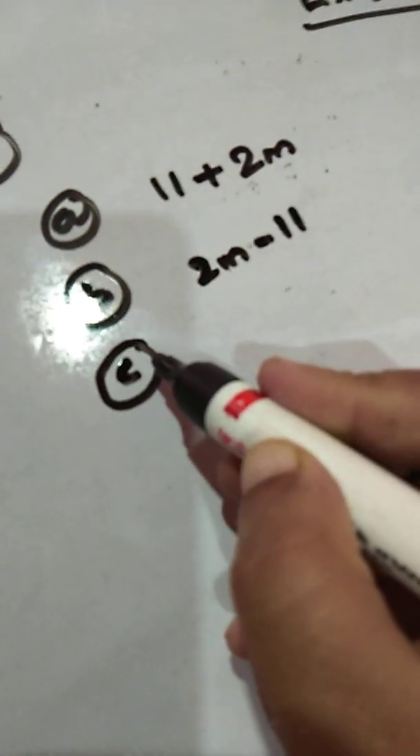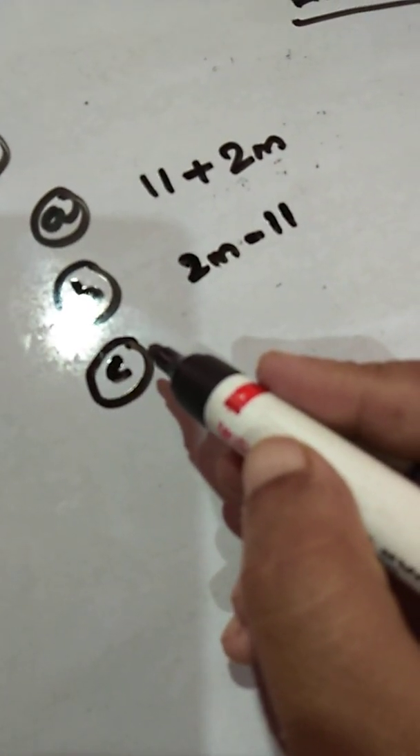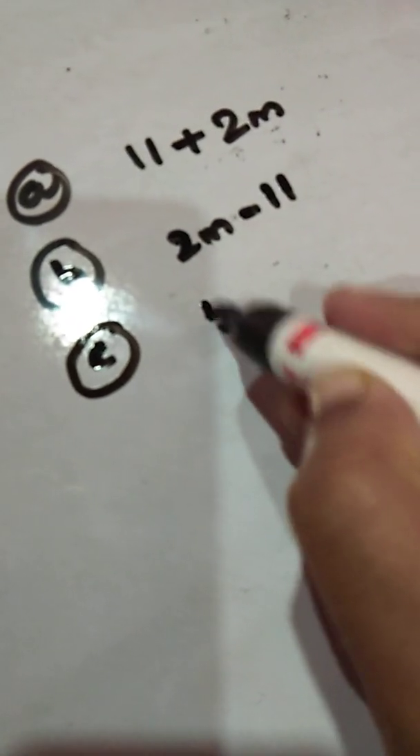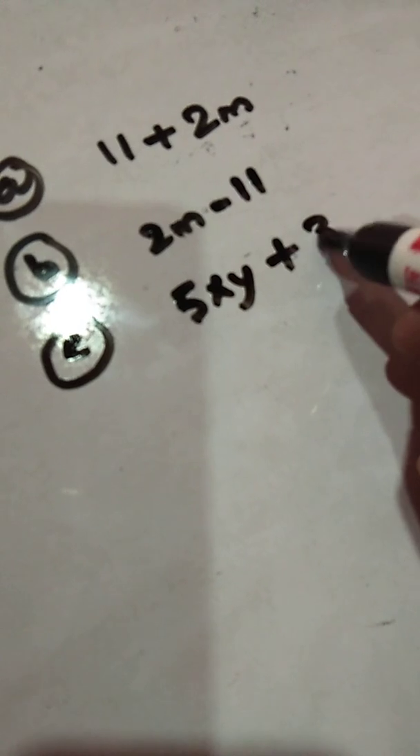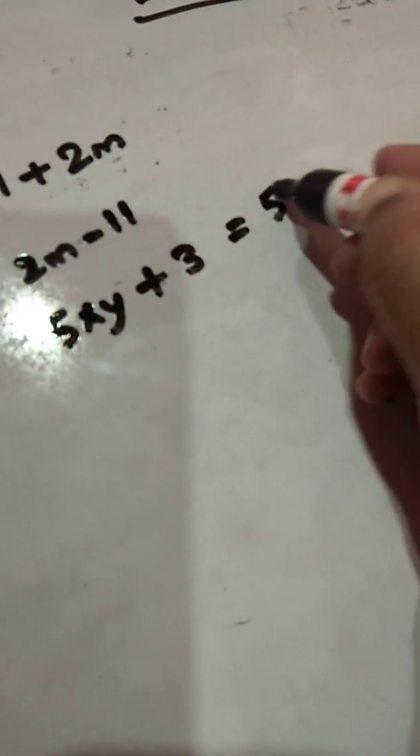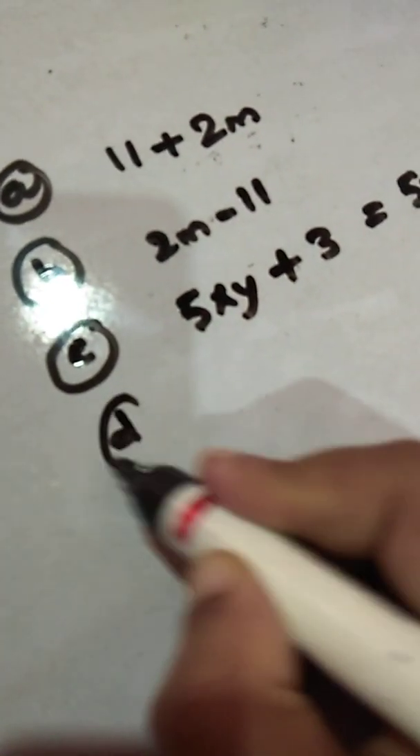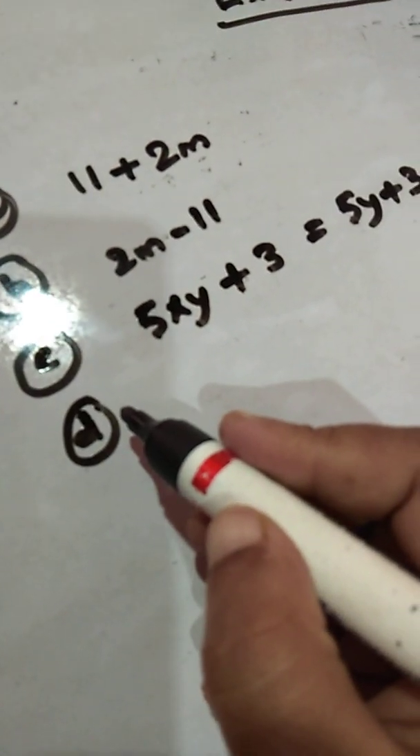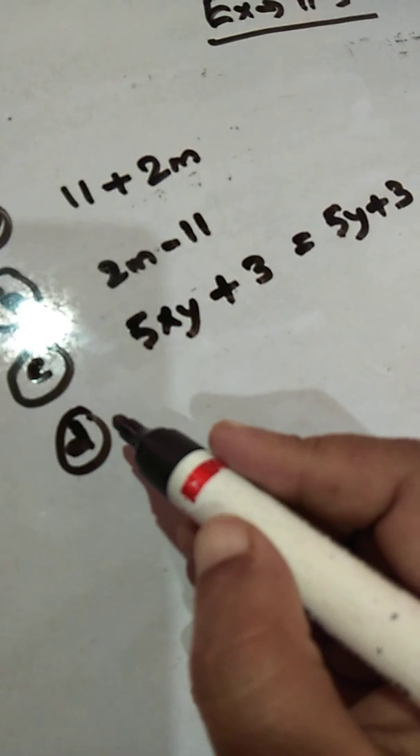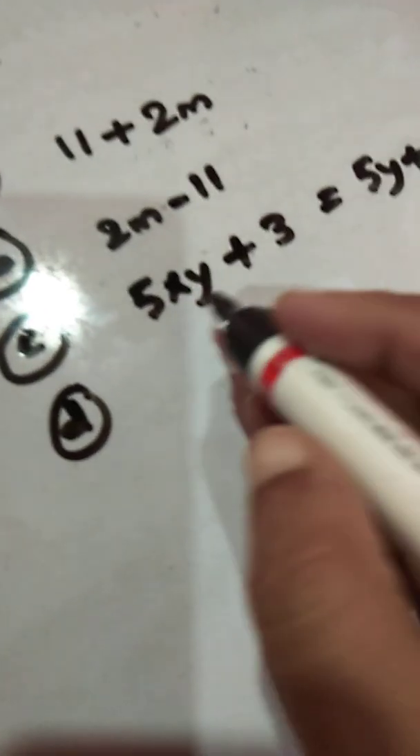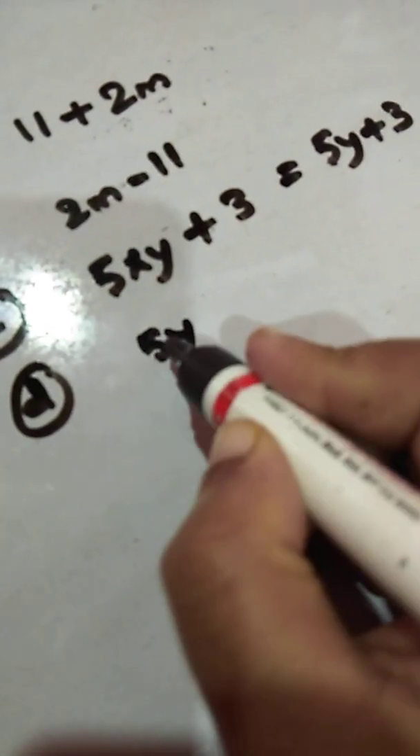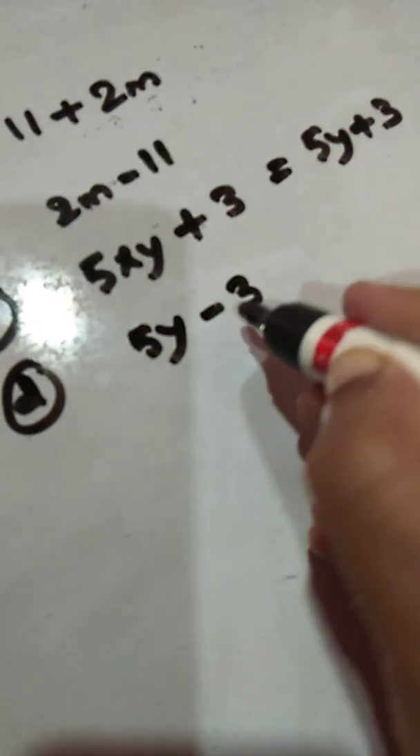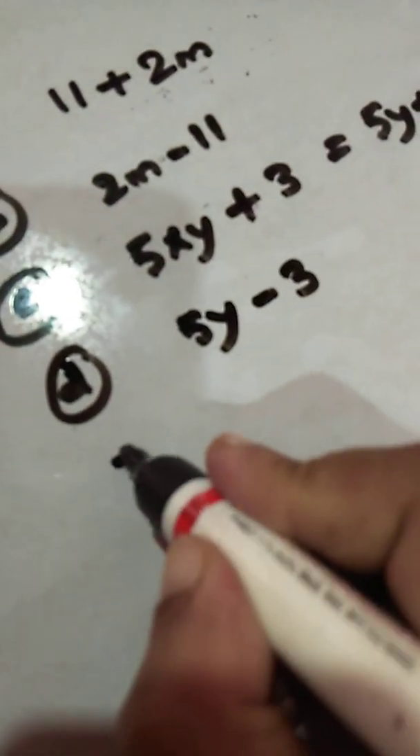Now what is C? 5 times y to which 3 is added. 5 times y means 5 into y, and with this you have to add 3. So how to write this? 5y plus 3. Okay students, now what is D? We have 5 times y from which 3 is subtracted. Now from 5 times y you have to subtract 3. Now it's a very important sum.